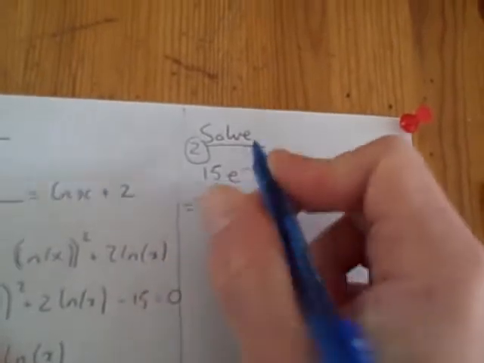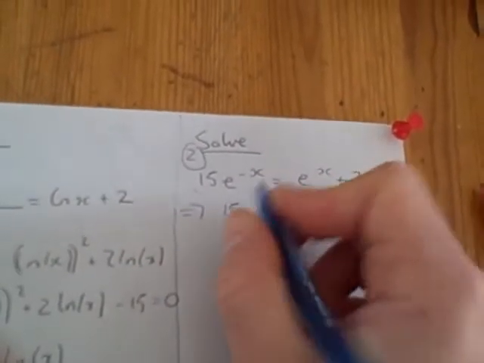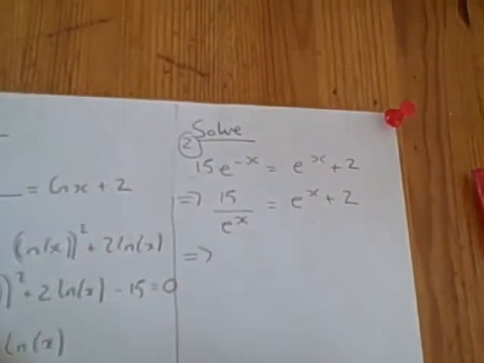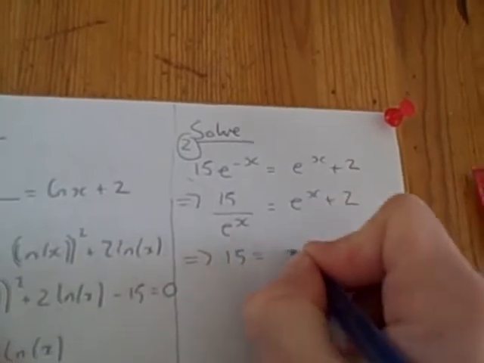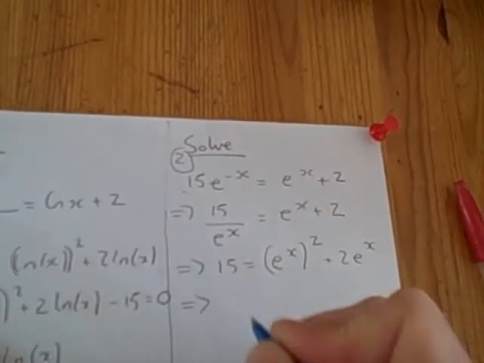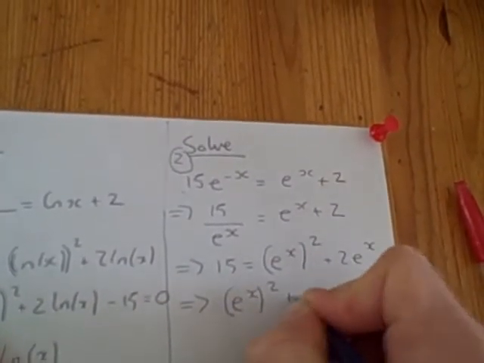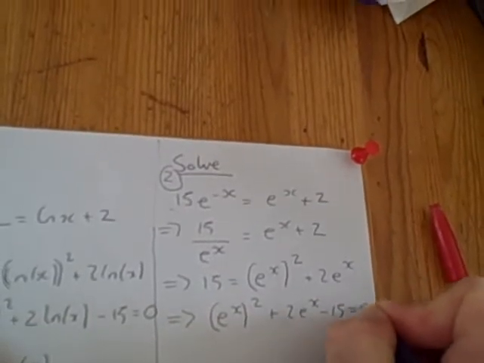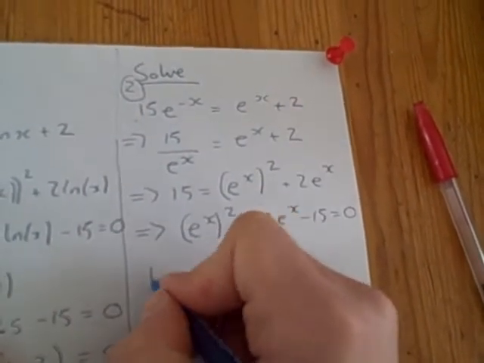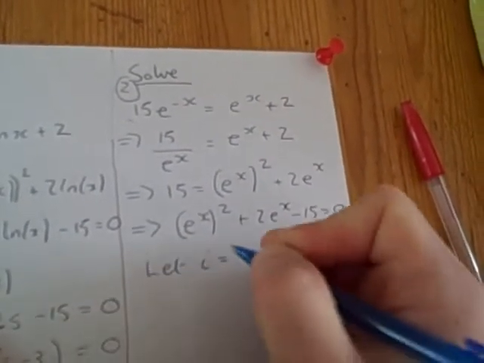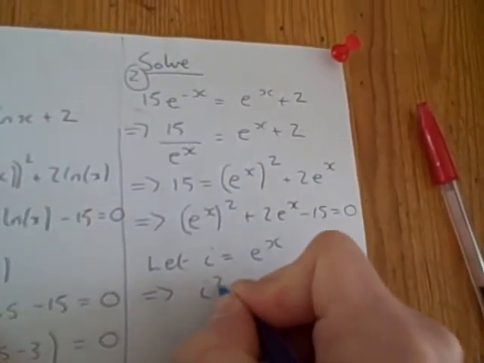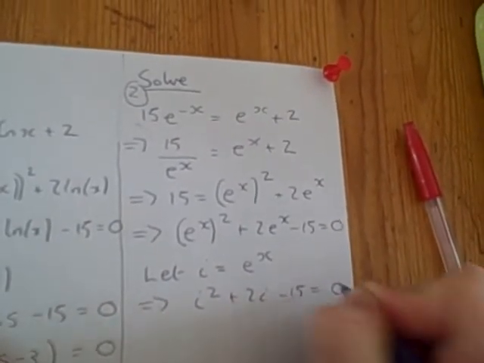Remember that e to the minus x is simply 1 over e to the x. So this is 15 e to the x equals e to the x plus 2. As before, I'm going to multiply both sides by e to the x. So 15 equals (e to the x) all squared plus 2 e to the x, which implies that (e to the x) all squared plus 2 e to the x minus 15 is equal to 0. So we've got a quadratic in e to the x this time. Let, I don't know, i be equal to e to the x. Then this implies that we have i squared plus 2i minus 15 equals 0.